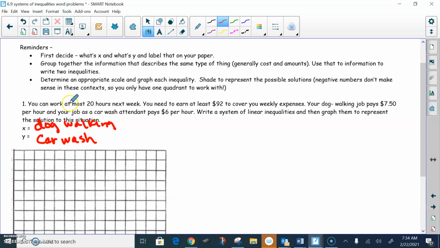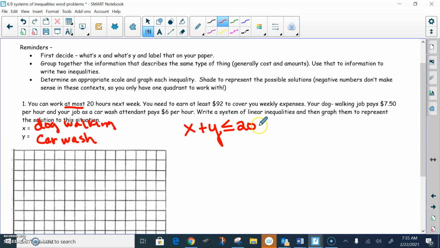The first thing is you can work at most 20 hours. Remember, go back to that chart of inequalities. That means less than or equal to 20 hours. So the number of hours you work as a dog walker plus the number of hours you work as a car wash attendant has to be less than or equal to 20 hours.